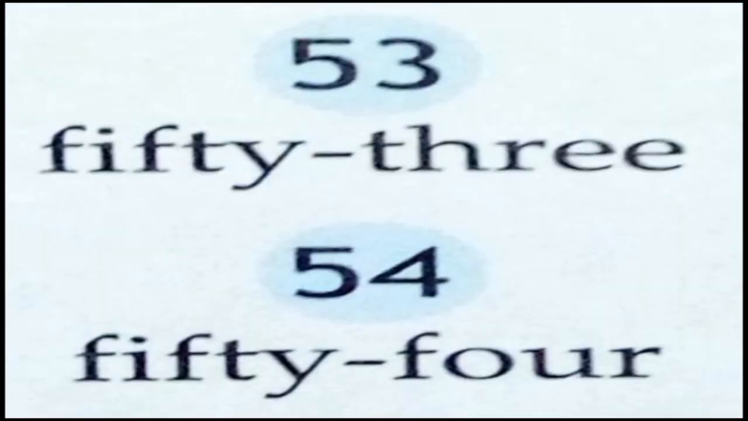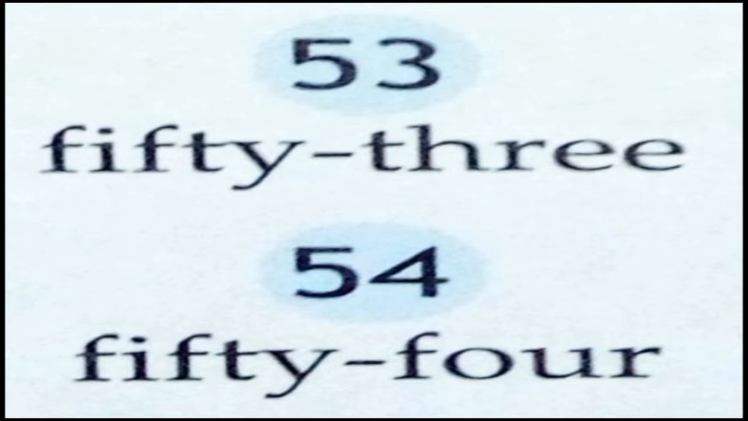Now, next is 53. Number name is F-I-F-T-Y, 50, T-H-R-E-E, 3, 53. Students, in 53, 3 is ones and 5 is tens. Okay, students? Next, 54. Number name is F-I-F-T-Y, 50, F-O-U-R, 4, 54. Students, in 54, 4 is our ones and 5 is our tens.